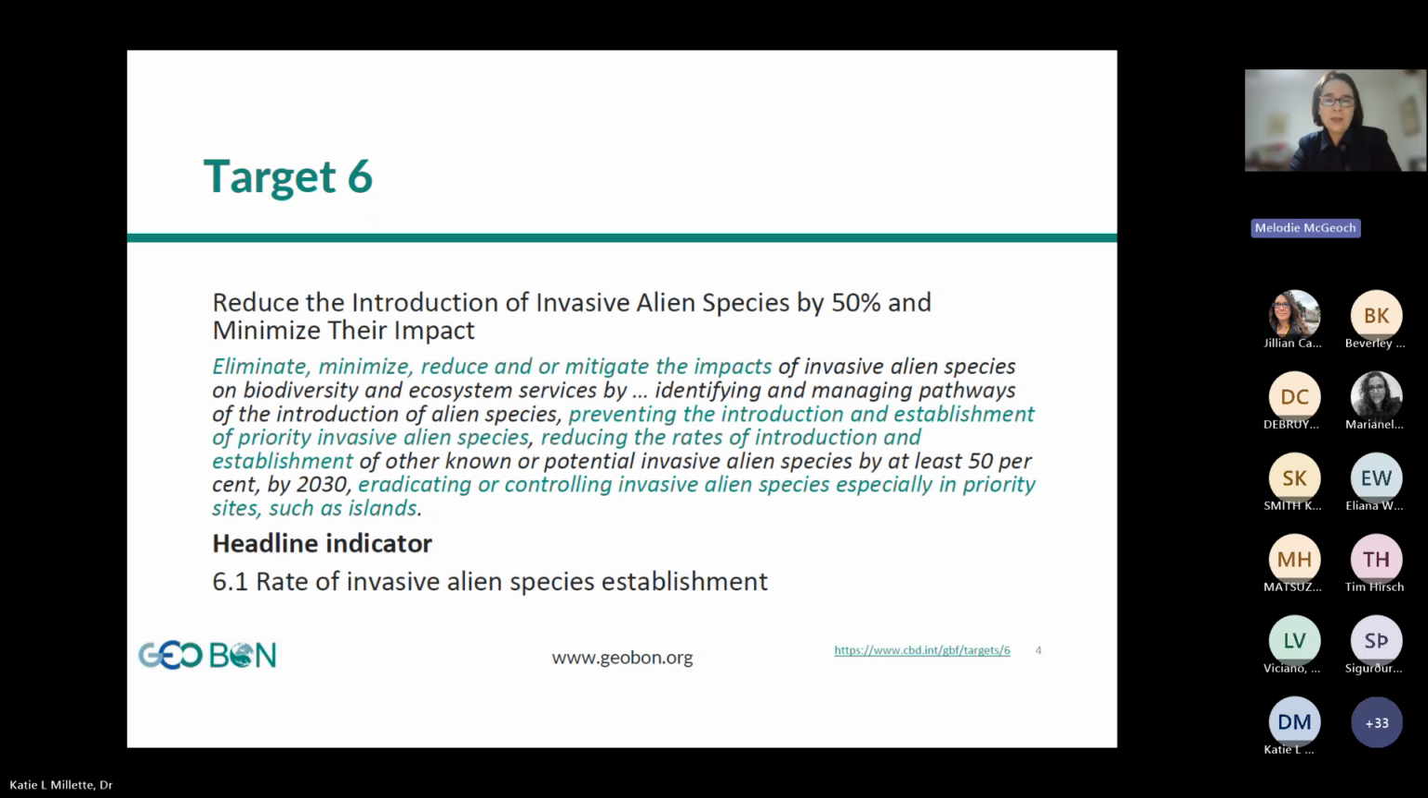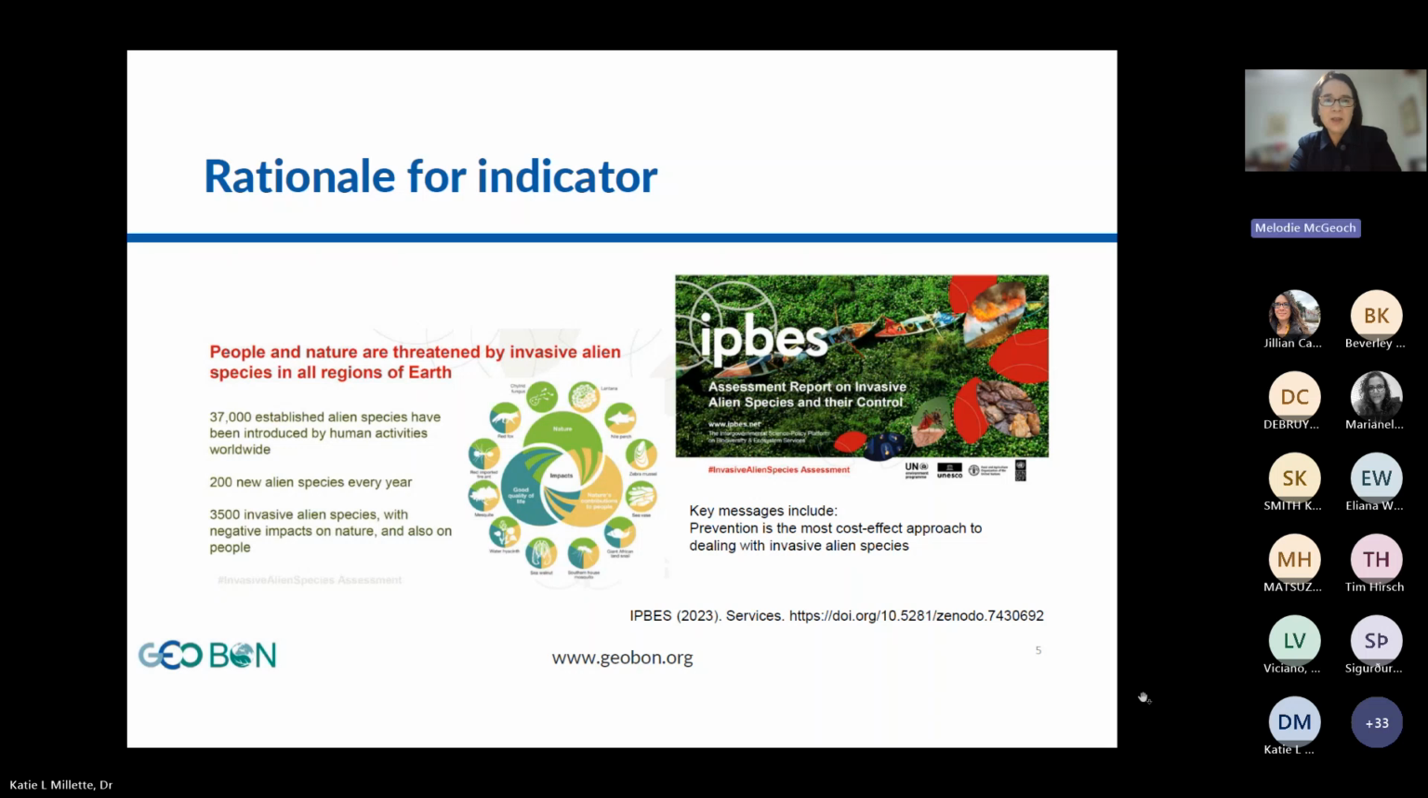Nonetheless, the headline indicator that has been selected, 6.1, the rate of invasive alien species establishment, is justifiably the most important indicator of invasive alien species. So if we go a slide further, please. And the reason for this is really supported by the IPBES assessment that emerged last year.